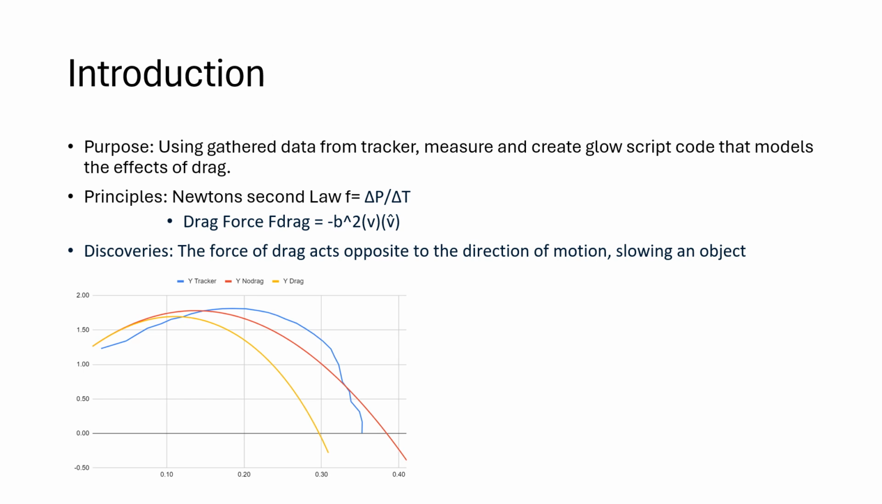Starting with our introduction, the purpose of this lab is to use gathered data from Tracker and measure and create code that models the effects of drag. And the principles we're going to be using are Newton's second law, which is force is equal to change in momentum over change in time, and the drag force equation. And we will discover that the force of drag acts opposite to the direction of motion and slows an object.